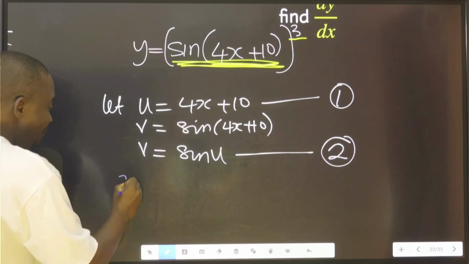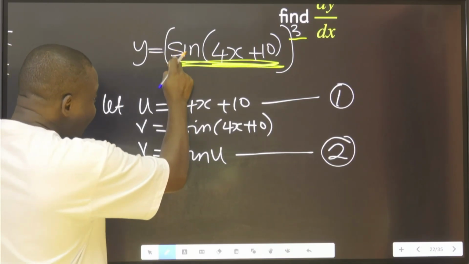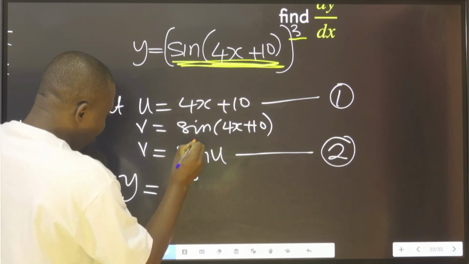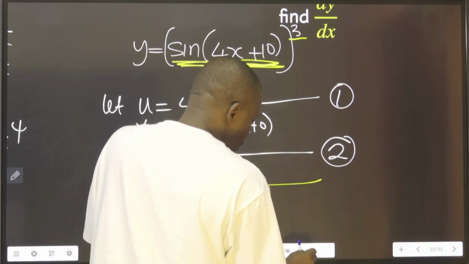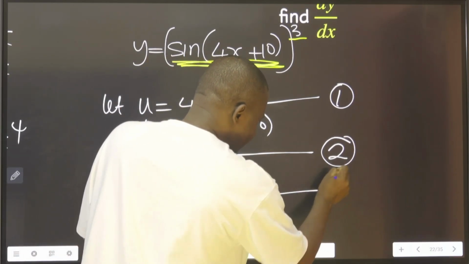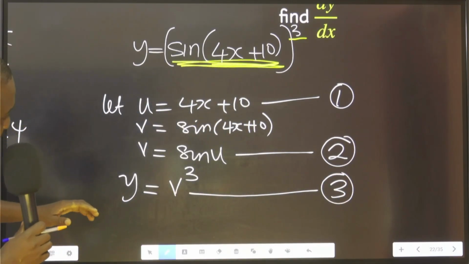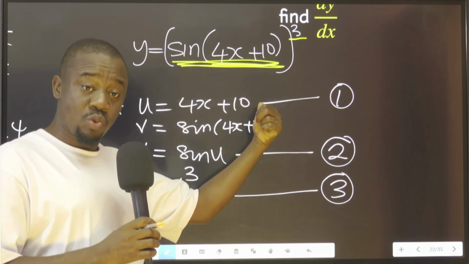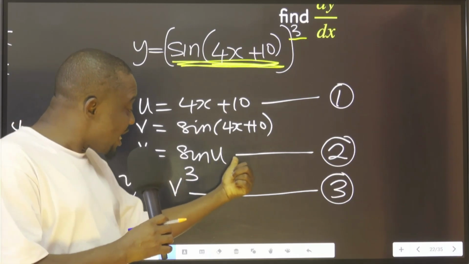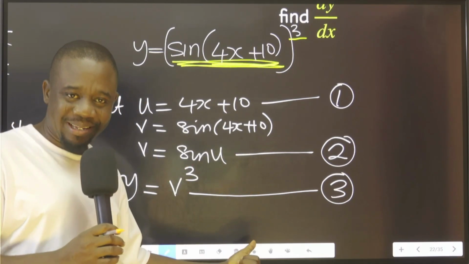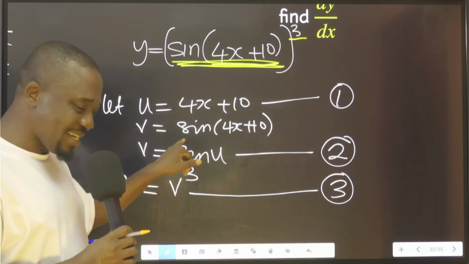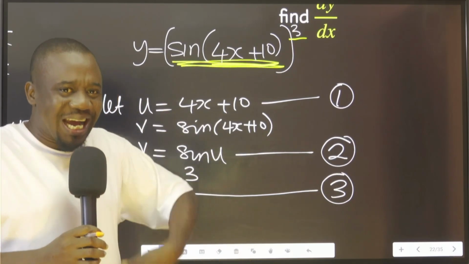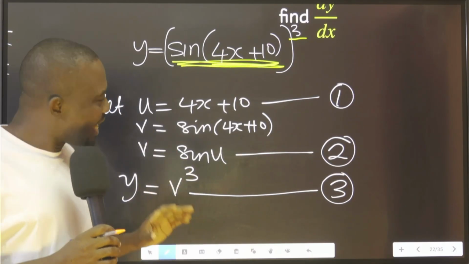Then finally, we have y equal to, instead of putting this sine now, we put v. Say v raised to the power of 3. We can call this equation 3. What is the purpose of this? Because I can apply the differentiation directly on u. I can also apply it on v. I can apply it on y. Because these are easy, standard. We don't want something that carries something that carries something.